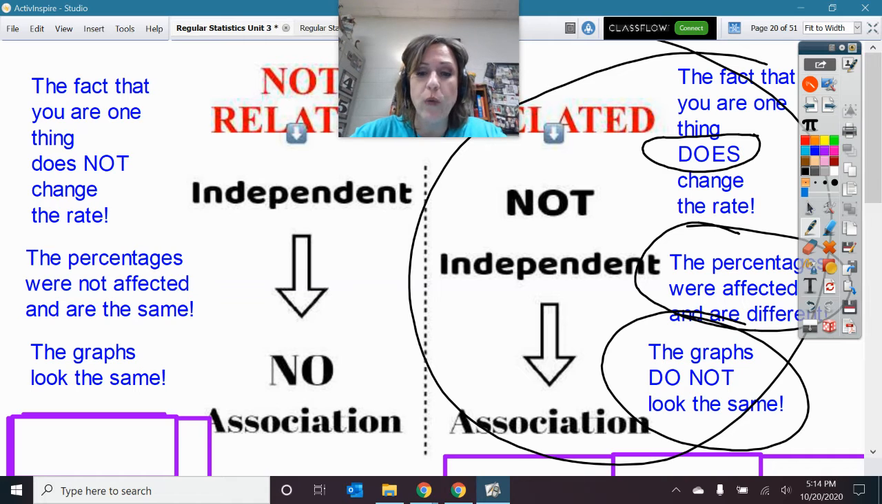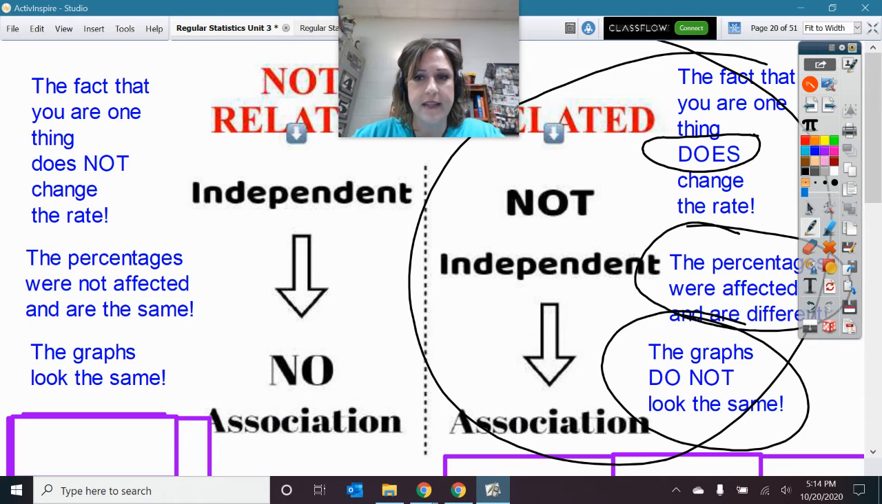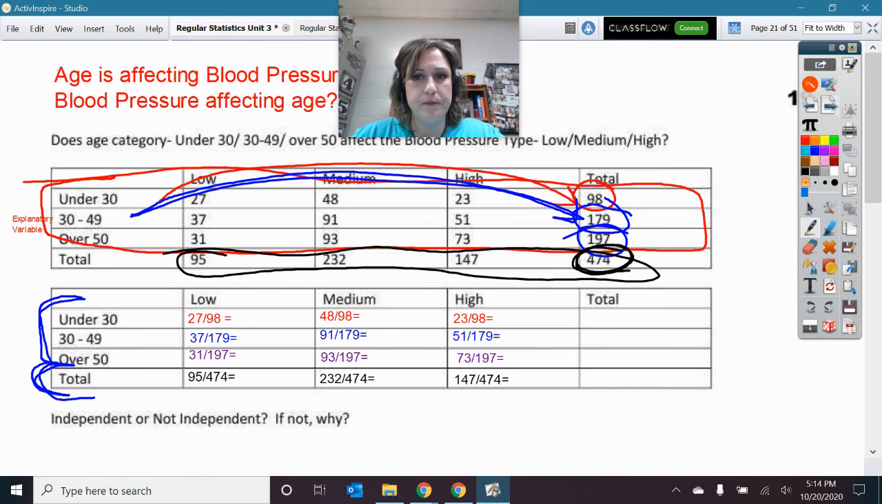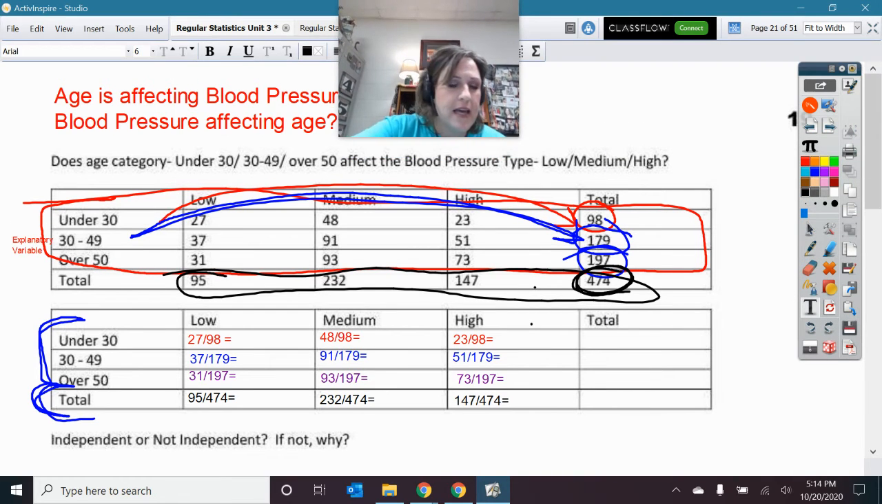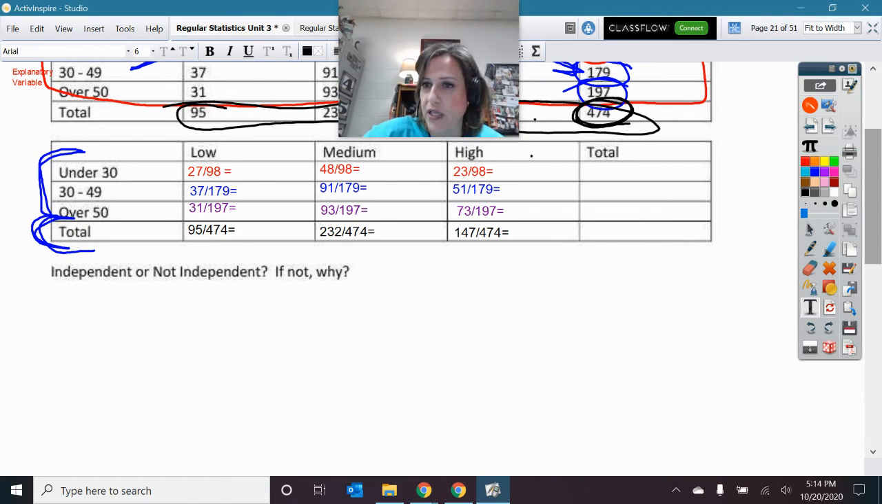So let's do our write-up. And so we would say, let's see if I can get this straight. So here we go. Remember, we want to make our first statement. Our first statement is going to be what we say about the fact, if it is independent or not. Okay, so here I go.